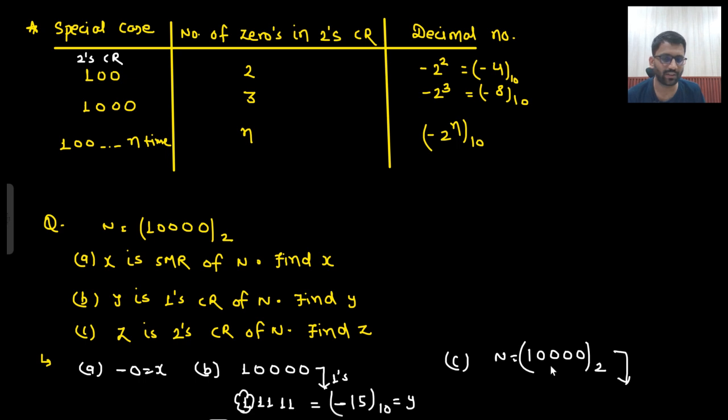So here how many zeros are there? 4 zeros. This is minus 2 to the power 4. So the answer is minus 16. This is the case of minus 16. That means this is the 2's complement representation of minus 16. This is the value of z. Minus 16, you can write it here also. This is the 2's complement representation of minus 16. Okay.